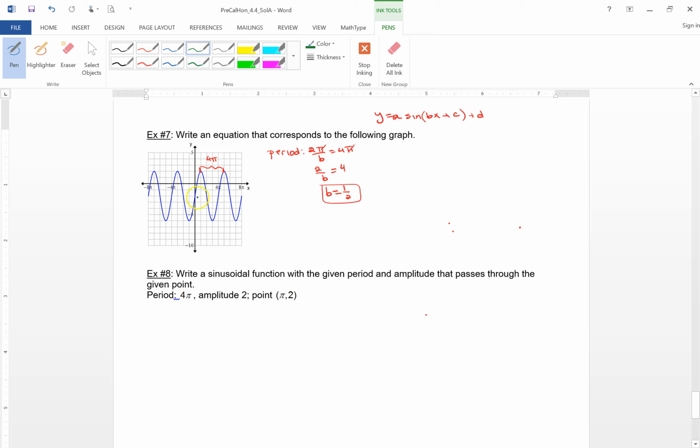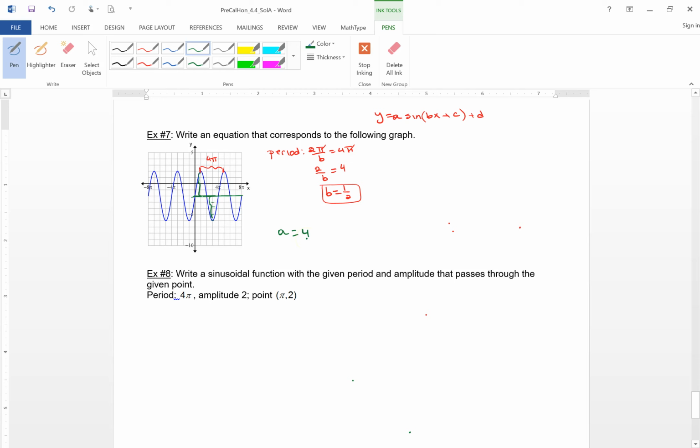Now for the amplitude. For the amplitude, you find the center of this wave vertically. And now this distance should be the same as that distance, and that's your amplitude. So this is a distance of 1, 2, 3, 4 units. So your amplitude is 4.